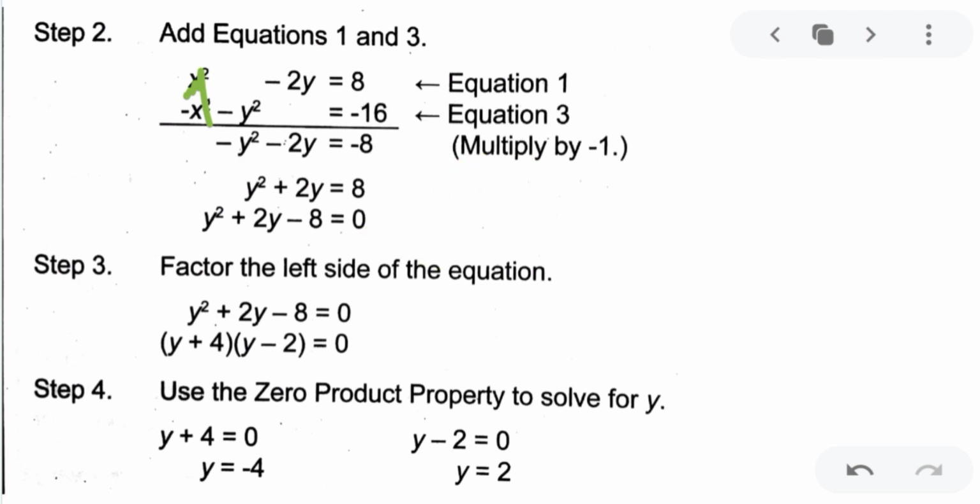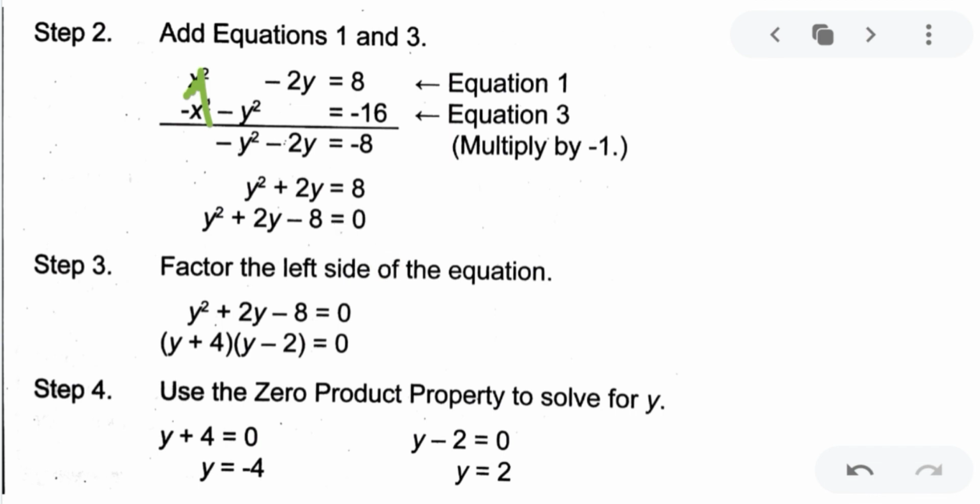And then you will have here now negative, so we have to multiply this one by negative 1. For us to have a positive coefficient on the first term, that must be a positive 1. So you will have here y squared plus 2y minus 8 equals 0 if you multiply that by negative 1. Then we have to factor the left side of the equation for step 3.